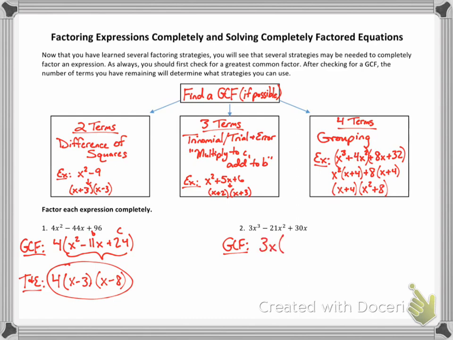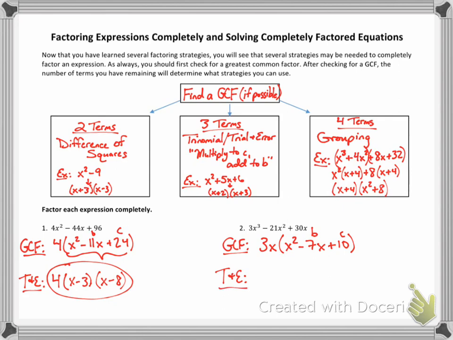What's going to be left over? I'm going to divide 3x away from each of the terms. I'll have x squared minus 7x plus 10. So I take out my GCF, I look at the leftovers there in the parentheses, I see 3 terms. So once again, that's your trinomial, your trial and error strategy. So we want to see what multiplies to C adds to B. What multiplies to 10 adds to negative 7?